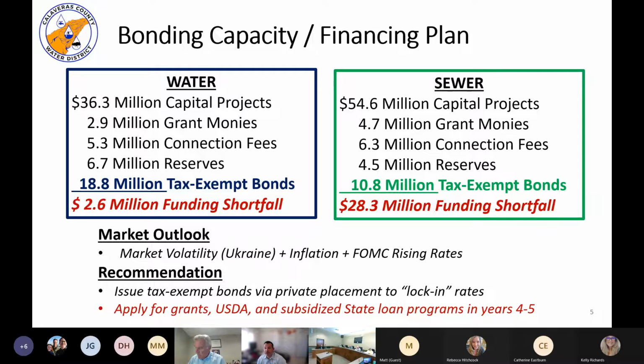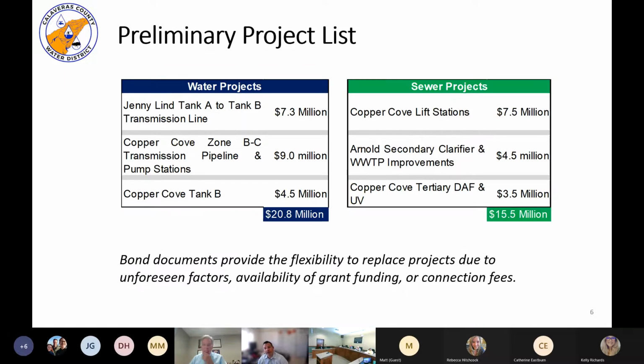The next slide shows some of the projects that we were looking to use the bond proceeds for. This is a little bit of an iterative process because, as you know, you're asking these questions, like grant money's available, some of the funding source. So it's a little bit dynamic, but these are the projects which are more than the bond proceeds, but we wanted to give you examples of what we currently believe we would use the bond proceeds for. That will still take some additional refinement.